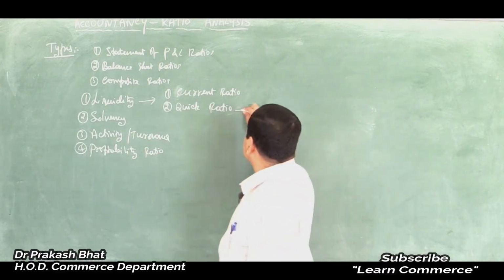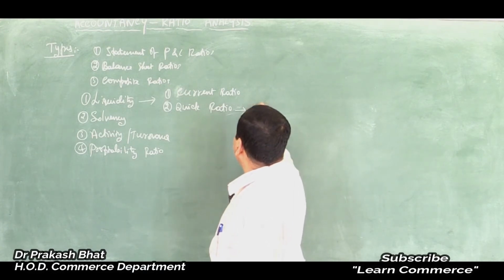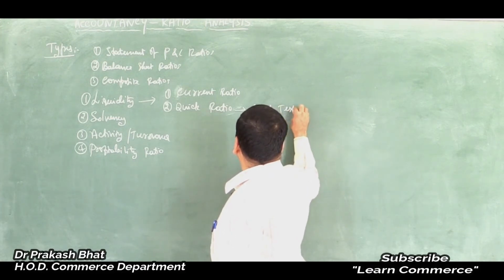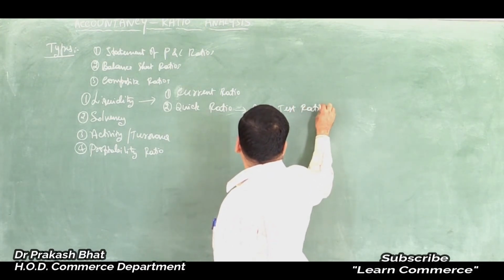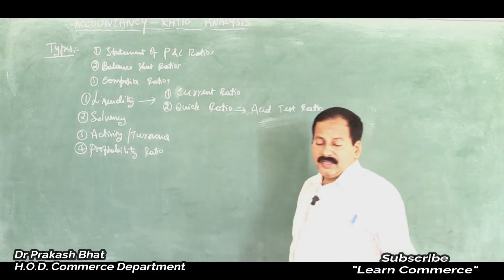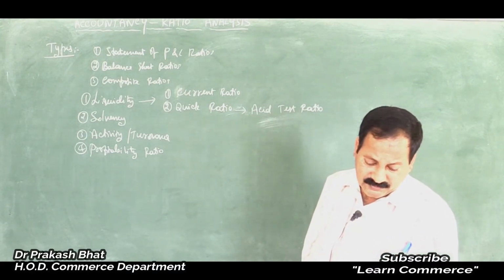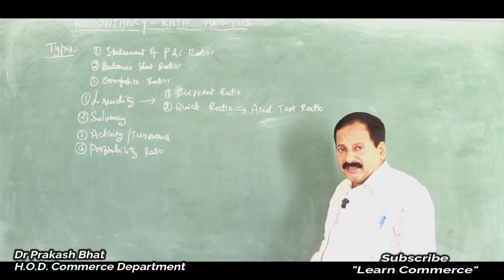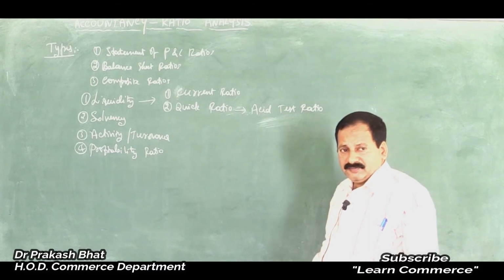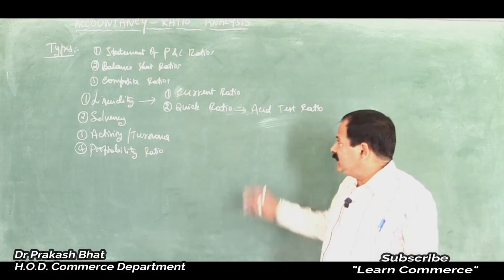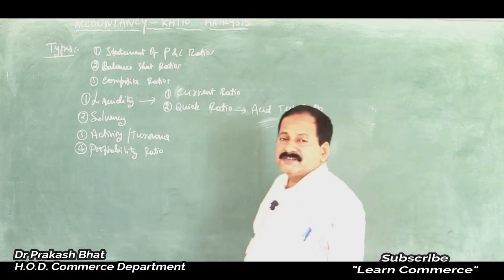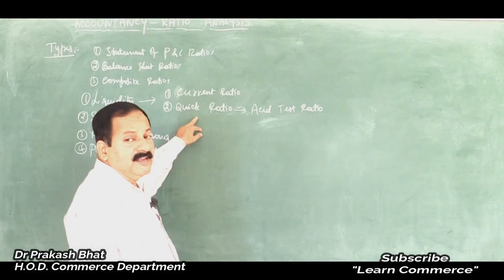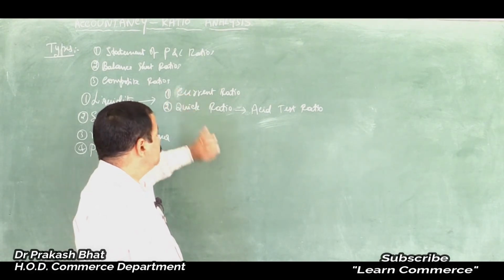This is also called quick ratio or acid test ratio. Acid test means what? In the lab, by putting acid, they will come to a conclusion immediately, very quickly. In the same way, we will see whether the obligations of the firm can be settled very quickly. Such assets, that is called quick ratio.